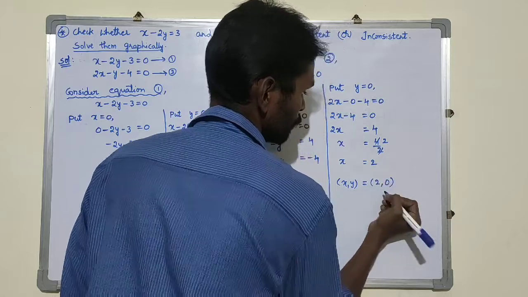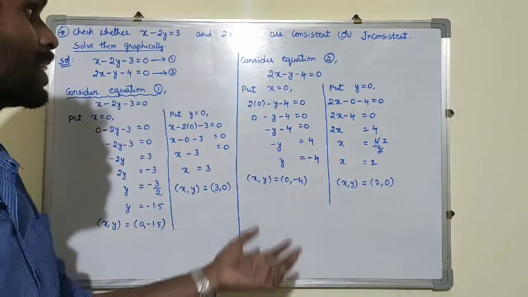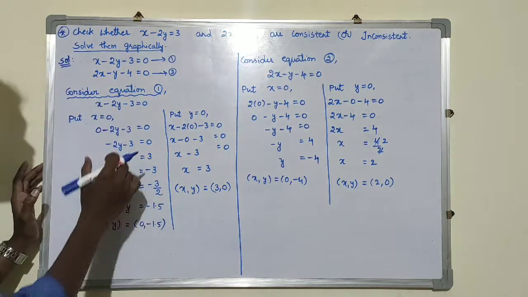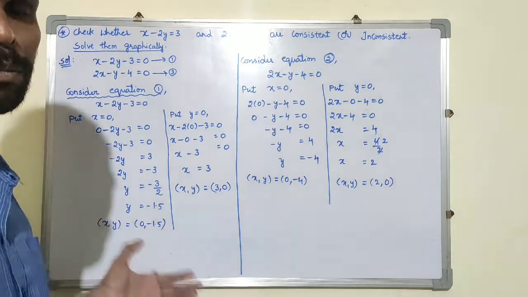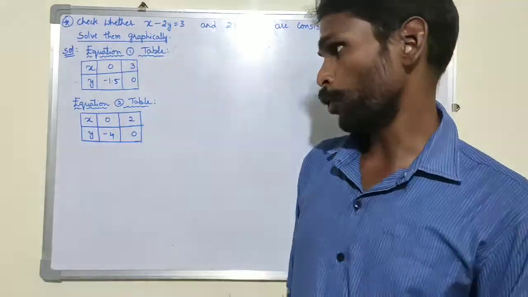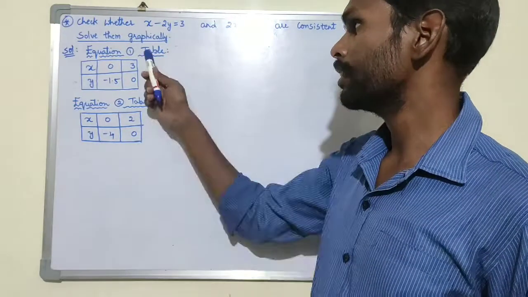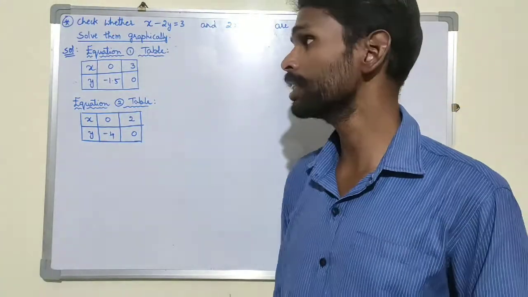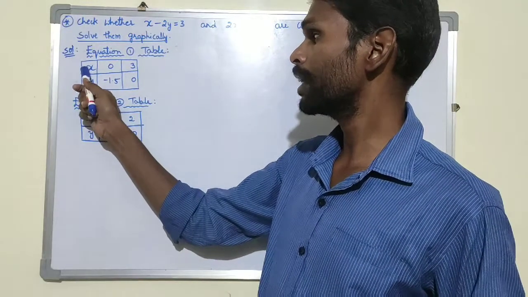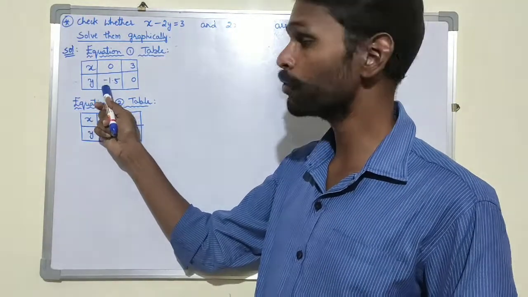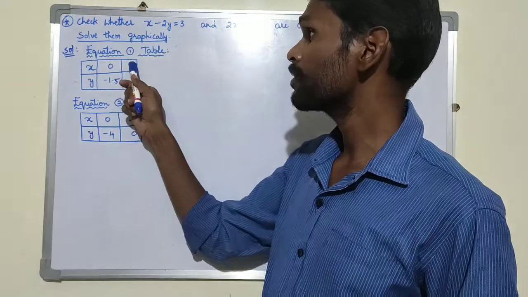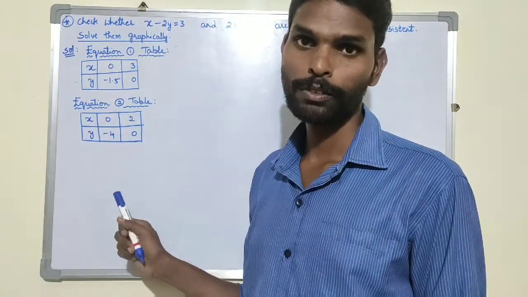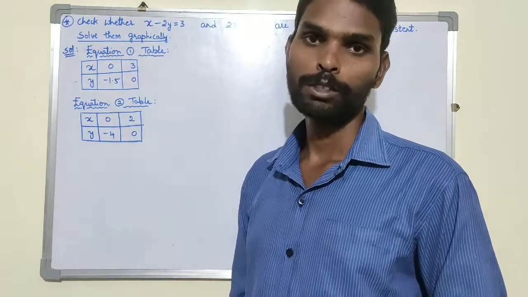2 comma 0. Suppose I want to represent these values in the form of a table, and these values also in the form of a table. How to represent? Now, getting 4 points, you need to draw tables like this. This is the equation 1 table and equation 2 table using those 4 points. See, when x equal to 0, y value is minus 1.5. When y equal to 0, x value is 3. Similarly, you should draw the equation 2 table also from the points which you got from solving.